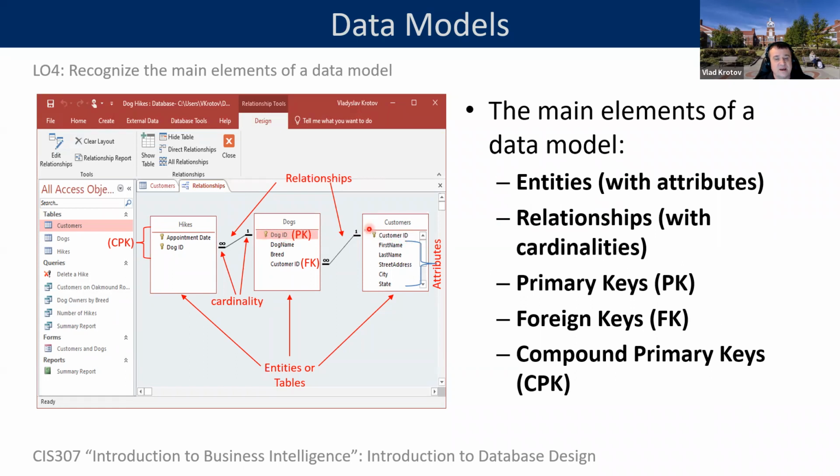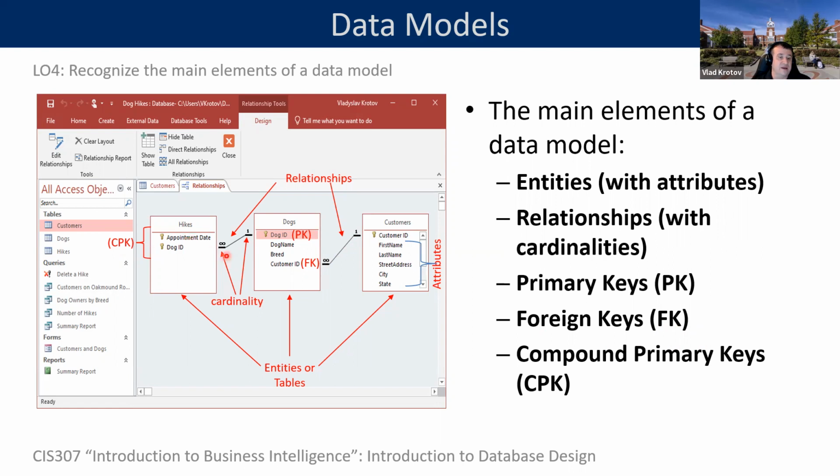Since we are taking the customer ID primary key and inserting it into the dog table to indicate the link, the relationship between dogs and customers, it's called a foreign key, right? A foreign key is a primary key that comes from another entity. So that's what we mean by a foreign key or FK. And then we also said that some primary keys are compound. Somebody told us compound means has several parts.